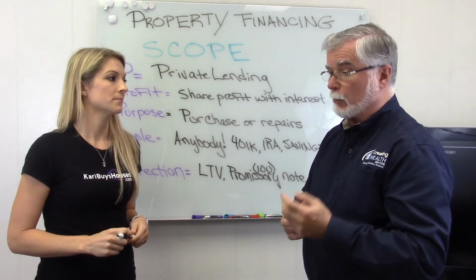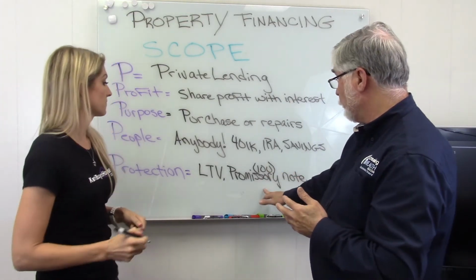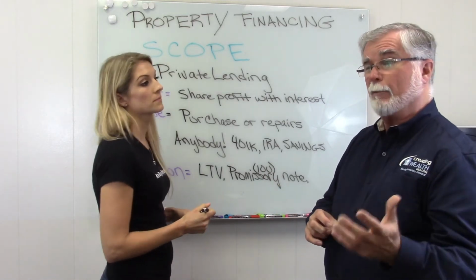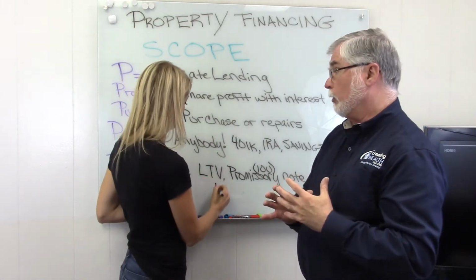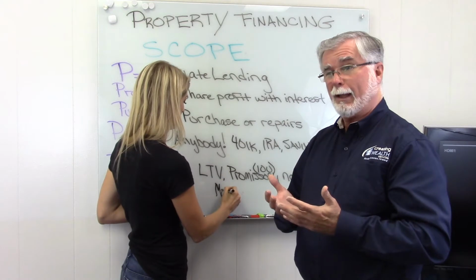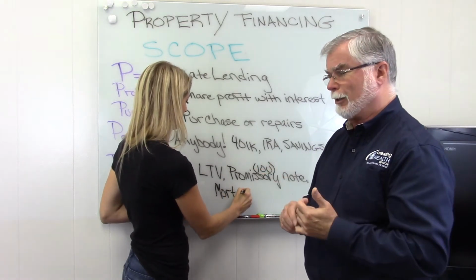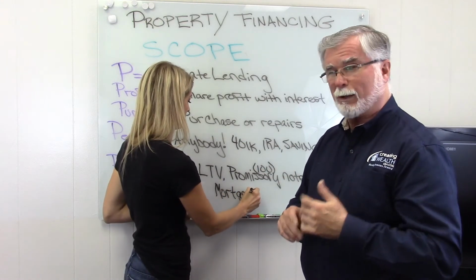Okay. In addition to having a promissory note or an IOU, we're going to have a mortgage. And the mortgage is actually a pledge. People always think of the mortgage as a loan, but it's not.